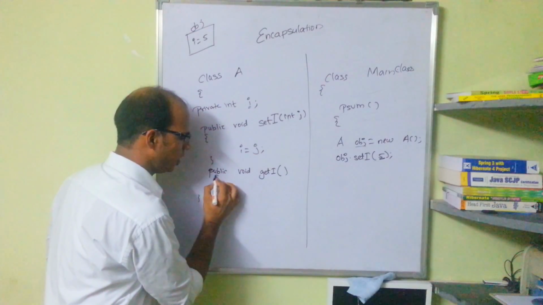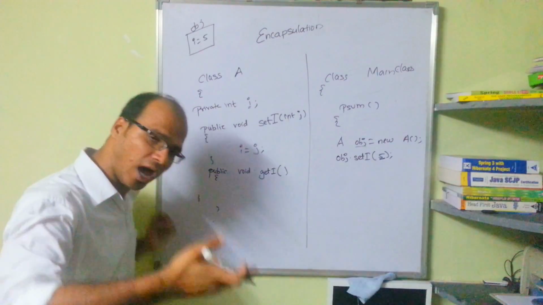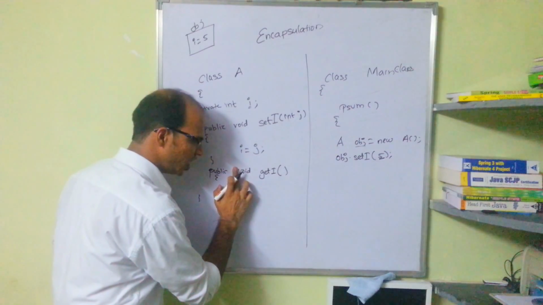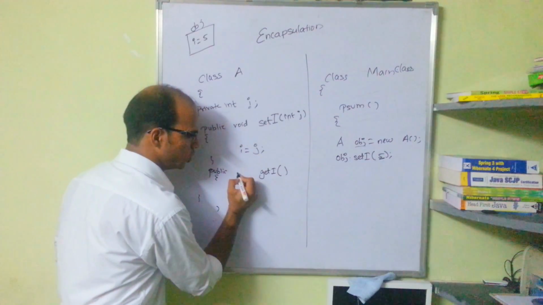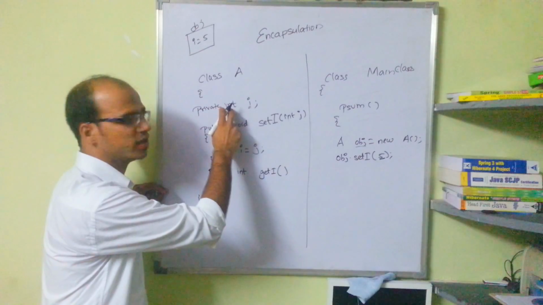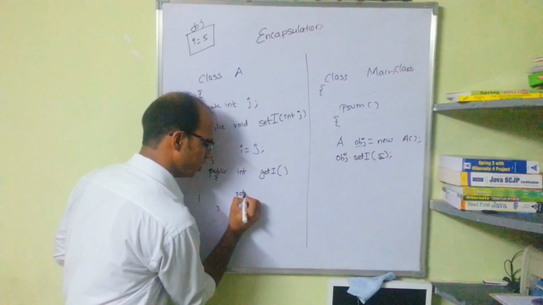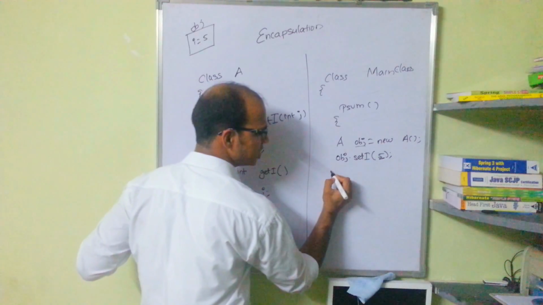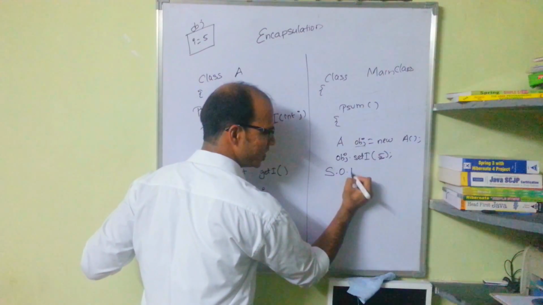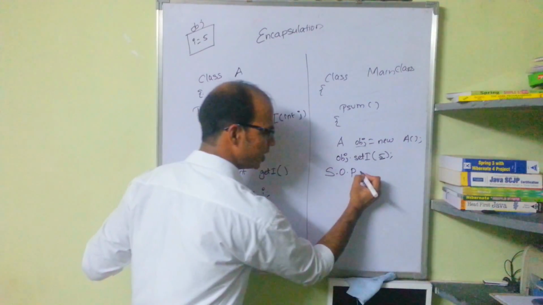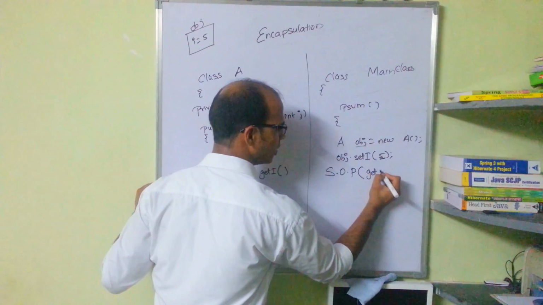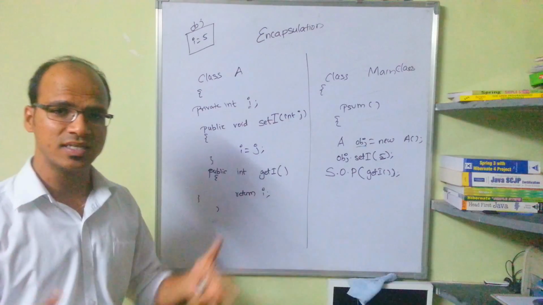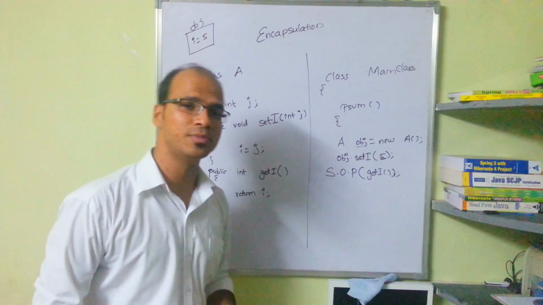Now when you say get, you have to return. And when you say return, you have to change your return type from void to int, because the type of data is int. And we'll say return I. To call this, we will say system.out.println, that is SOP, and in brackets we'll say getI. Simple, right? So this is how you can implement encapsulation.